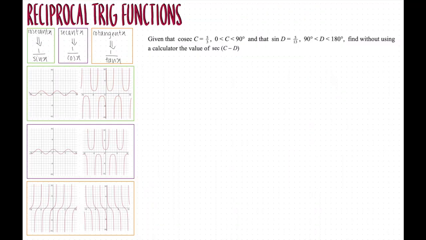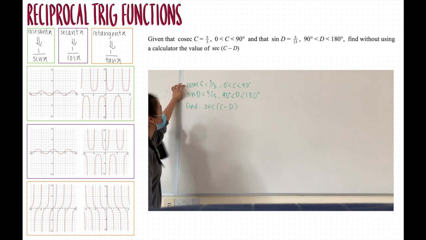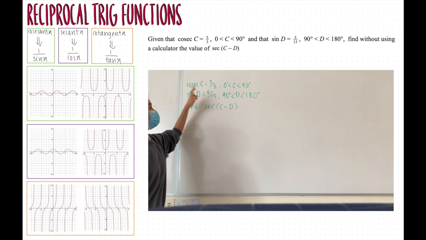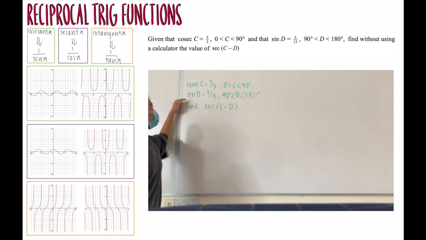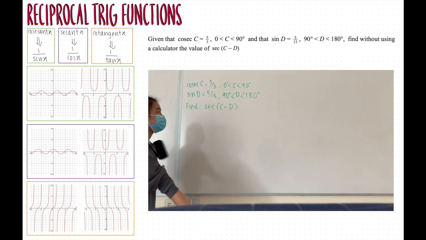So now that you've had an intro to the reciprocal trig functions and their graphs, I'm going to walk you through a practice problem. Okay, so now we're doing a tougher question with trig functions with reciprocals, so cosec and sec. So the question is, given that cosec C is 5 over 3 with this domain, and sine D is 5 over 13 with this domain, find sec of C minus D.